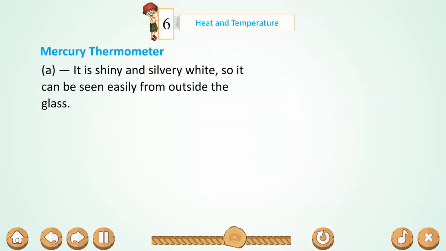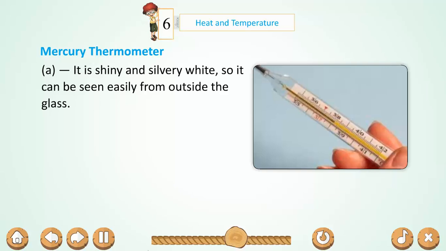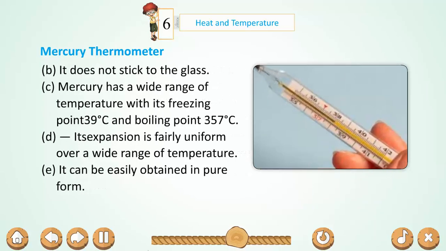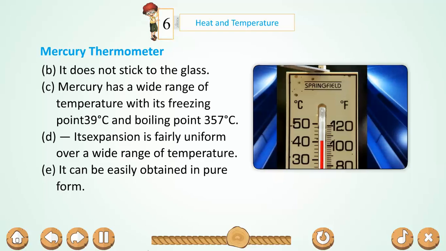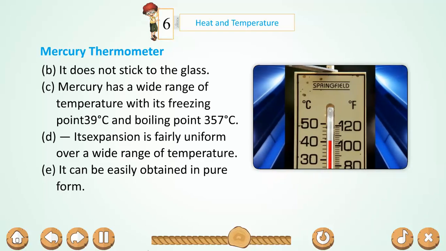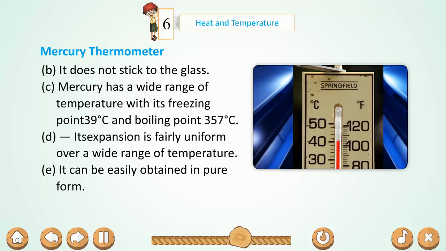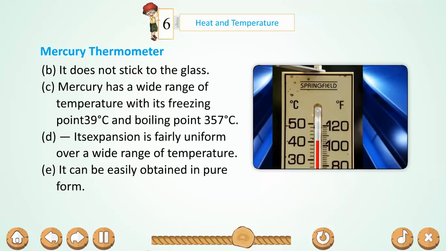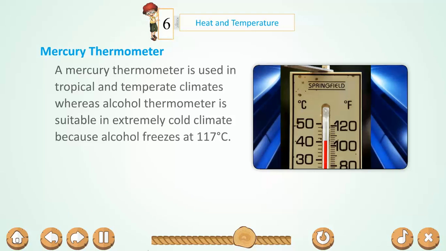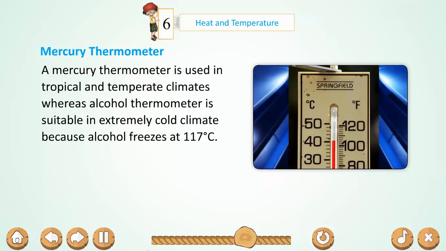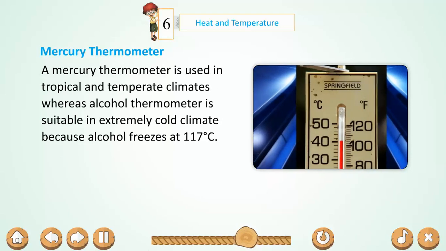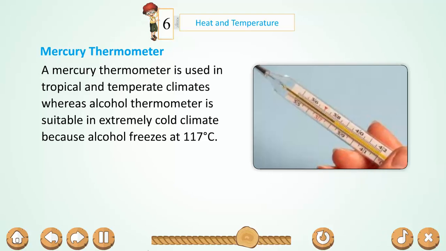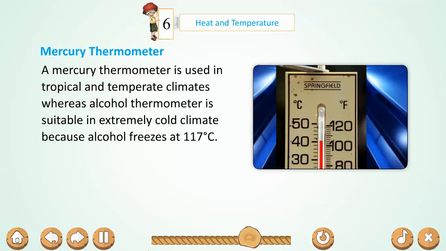Mercury thermometer. Mercury is shiny and silvery white, so it can be seen easily from outside the glass. It does not stick to the glass. Mercury has a wide range of temperature, with its freezing point at minus 39 degrees Celsius and boiling point at 357 degrees Celsius. Its expansion is fairly uniform over a wide range of temperature. It can be easily obtained in pure form. A mercury thermometer is used in tropical and temperate climates, whereas an alcohol thermometer is suitable in extremely cold climates because alcohol freezes at minus 117 degrees Celsius.